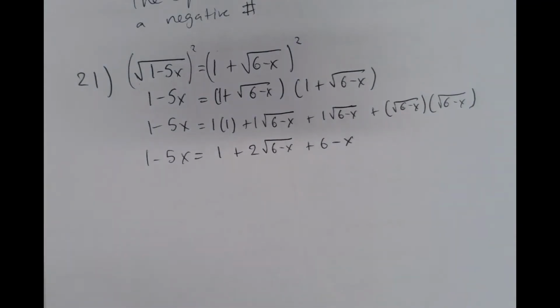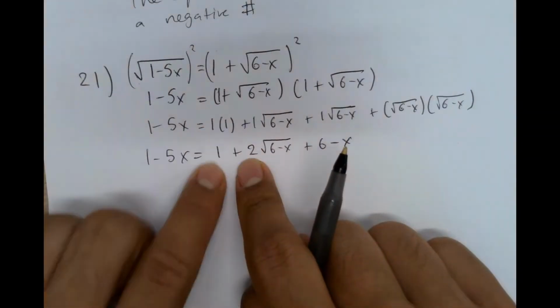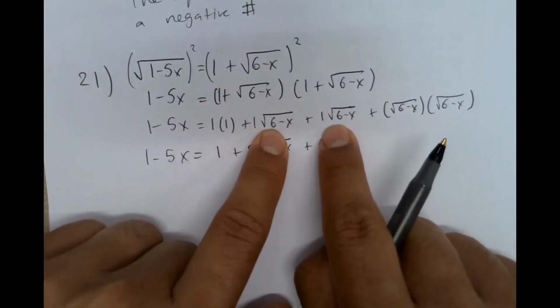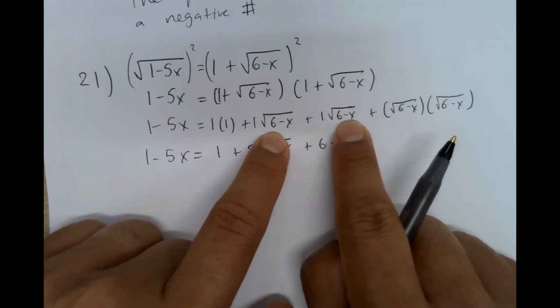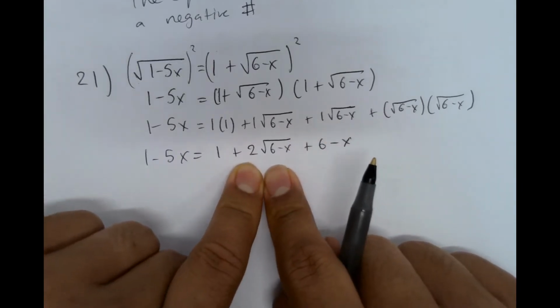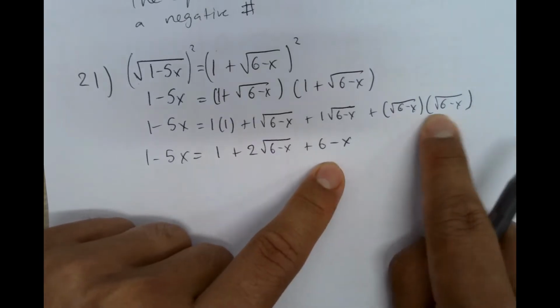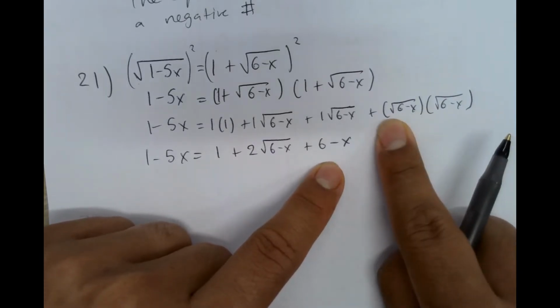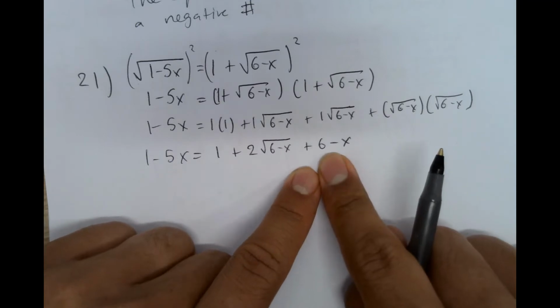So again, what I did is I did 1 times 1, which is equal to 1. I added these two terms together because they're exactly the same. So now there are two of them, two of the square root 6 minus x's. This one, there's two of the same things under the square root multiplying each other, and that just equals the same thing without the square root.